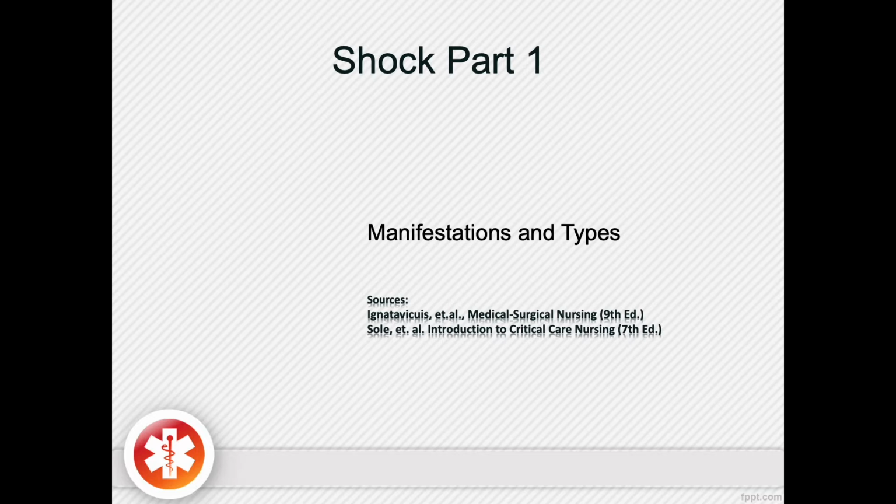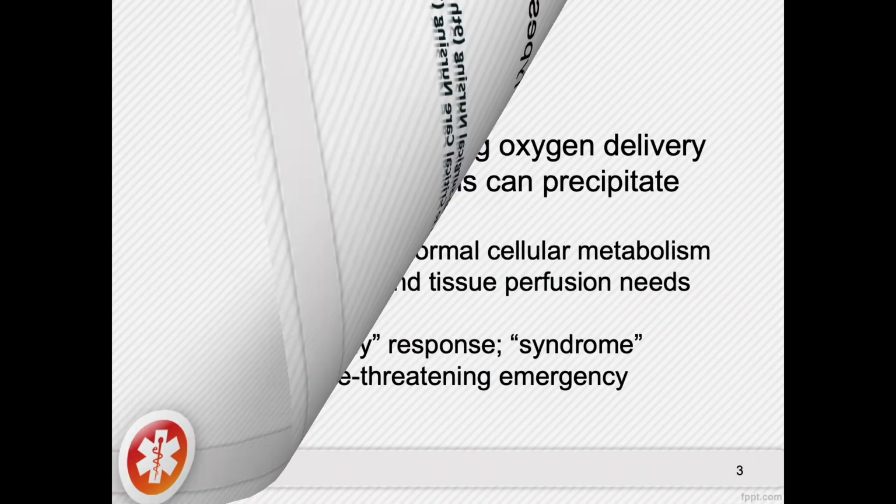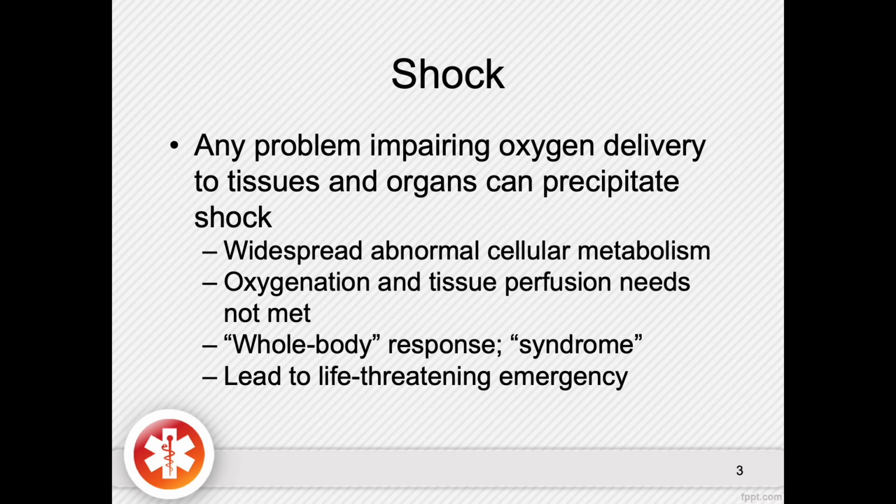Shock is defined as any problem that impairs the oxygen delivery to the tissues and organs. Any of these episodes, whether it's from the heart, whether it's from not enough volume, whether it's from a chemical imbalance, can precipitate shock. It is a widespread abnormal cellular metabolism in which oxygenation and tissue perfusion needs are not met. This is a whole body response or a syndrome, which can lead to a life-threatening emergency.